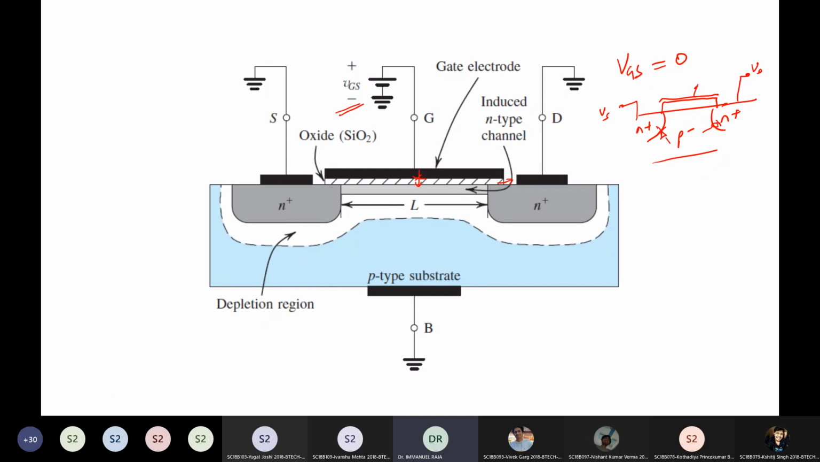Why should it be reverse biased? Because you don't want current to flow from the drain to the substrate, or rather to the bulk terminal. You don't want any current there. So you want these two PN junction diodes, the diode between the substrate and the drain region and the one between the substrate and the source region, both to be reverse biased. So how can you reverse bias these two diodes? Can you tell me?